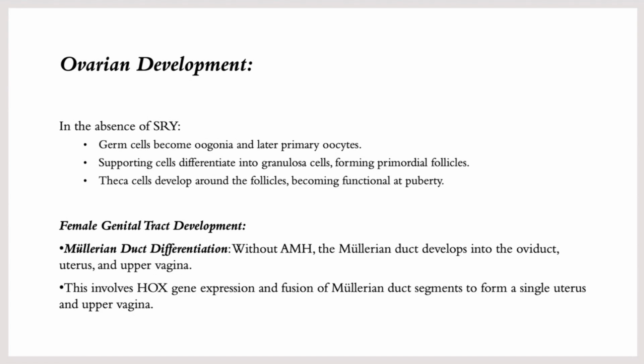Okay, so the female genital tract development: without AMH, the anti-Mullerian duct hormone, the Mullerian duct develops into the oviduct, as we mentioned, and the uterus and the upper vagina. This is going to involve the HOX gene, and the HOX gene is basically going to be expressed as this hormone is not there. It's then going to allow for the Mullerian duct segments to fuse together and to form a single uterus and an upper vagina. And that is the end.